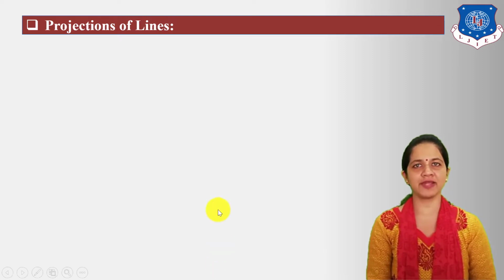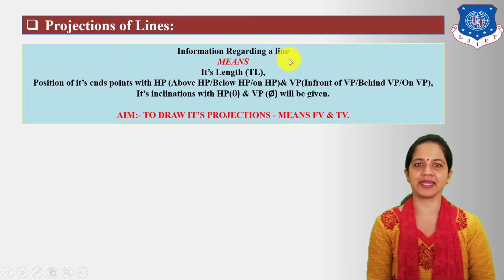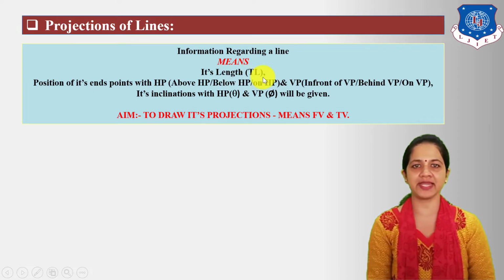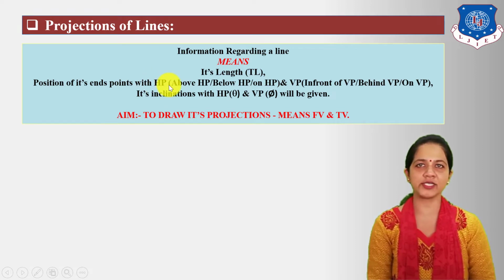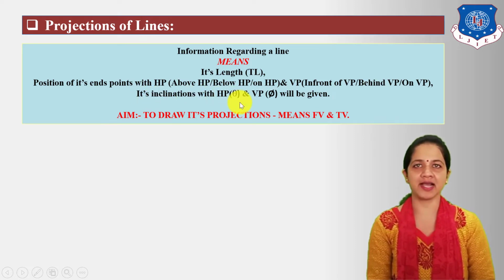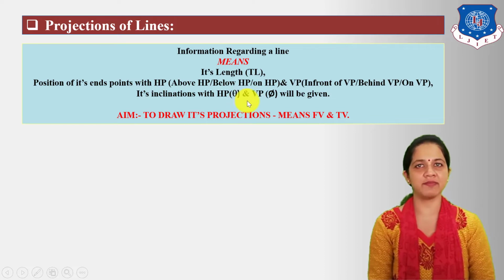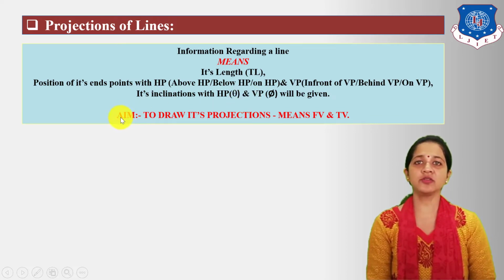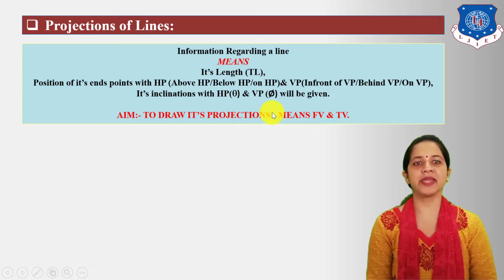In projection of line, information regarding a line means its true length TL, position of its endpoints with HP, either above HP, below HP or on HP, and VP, either in front of VP, behind VP or on VP, and its inclination with HP, theta, and with VP, phi, will be given. So the aim of projection of line is to draw its projections, means front view and top view.